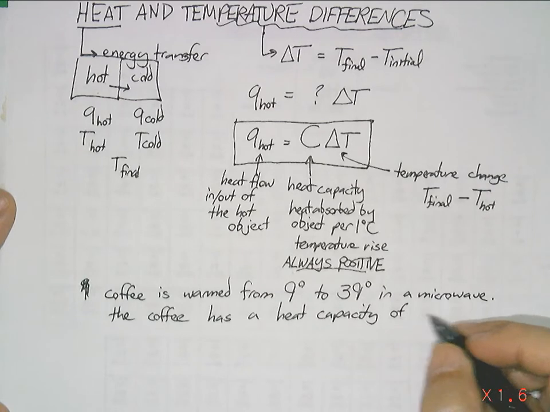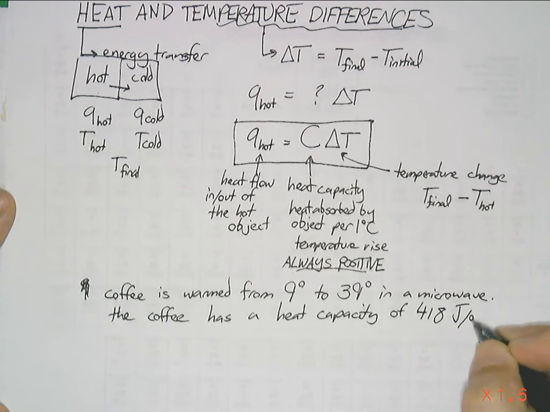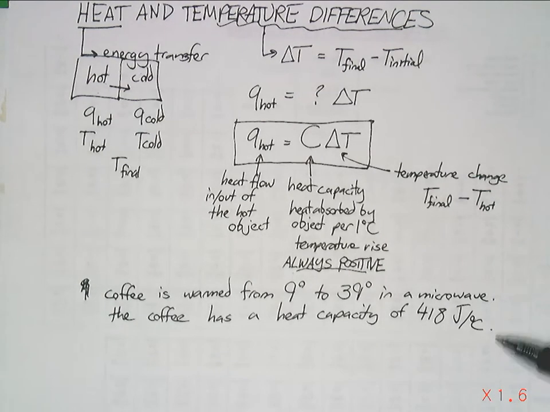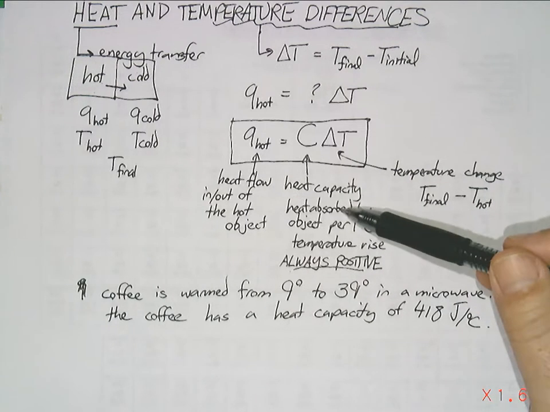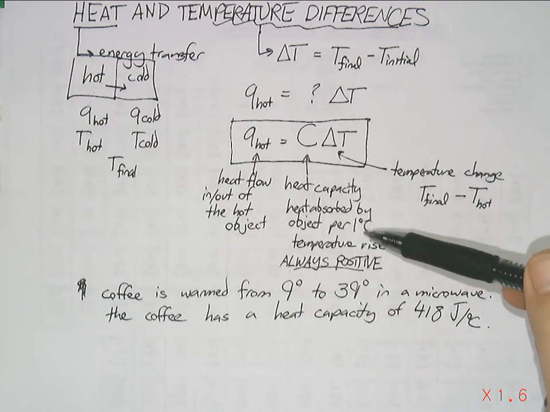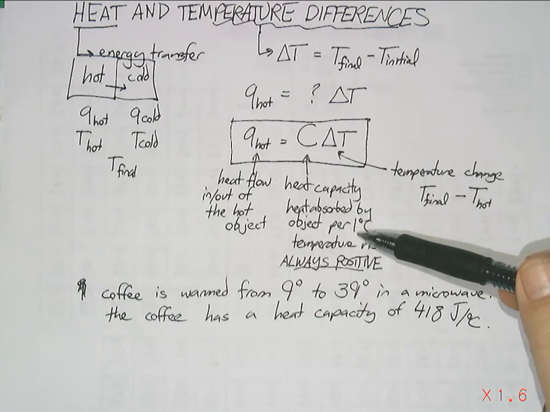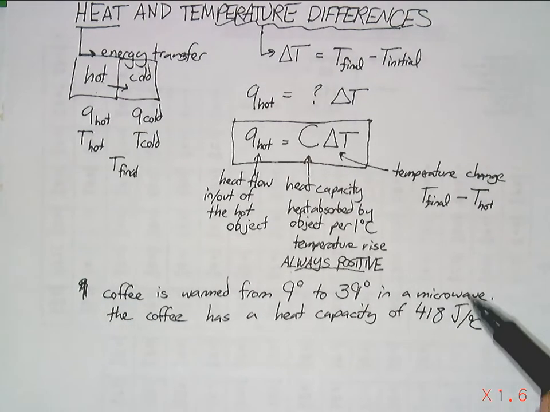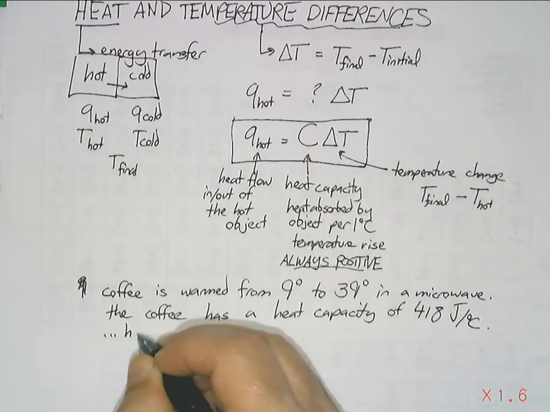Let's say, now notice the units that I put on the heat capacity in this problem. Heat capacity is heat absorbed, which is in joules per 1 degree Celsius. So the units are going to be energy units divided by temperature units. And that's just what we have here. How much heat?